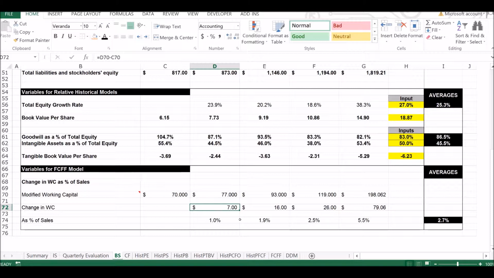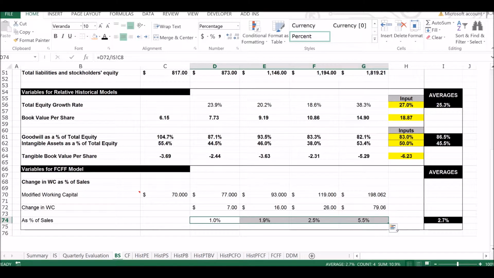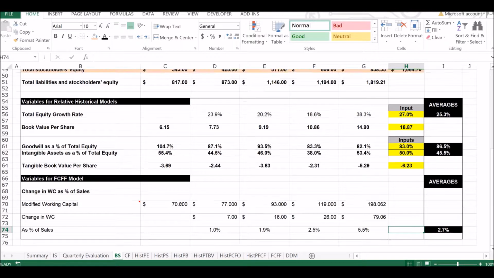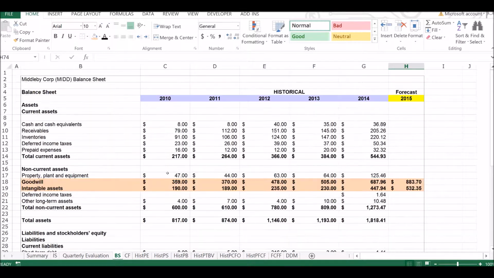Now, in a lot of cases, you are going to see this fluctuate pretty wildly, and you may see changes as negative 30% one year and then positive 30% another. And the notion here is that over the long term, it typically will even out to zero, but that will be covered more in the free cash flow to firm model. So at this point, you should understand, for the most part, what you need to do for the balance sheet, what you're going to need to forecast and understand.